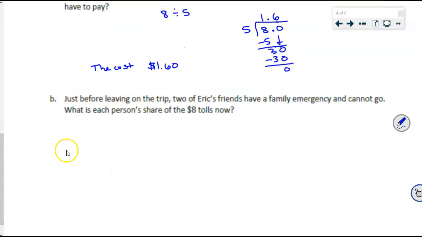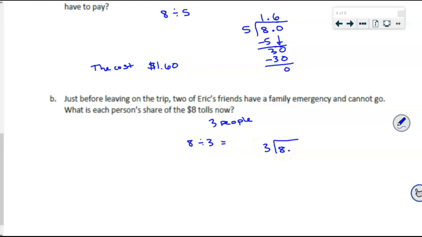Let's do this last one. How many people are there now? 3 people now. If 3 people, the divisor is 3, is this going to be repeating or terminating? Repeating. I don't want to do that, do you? We can do it, though. We're not afraid. We don't want to, but we can.